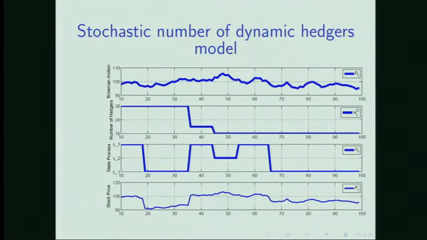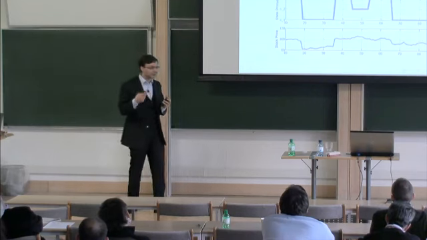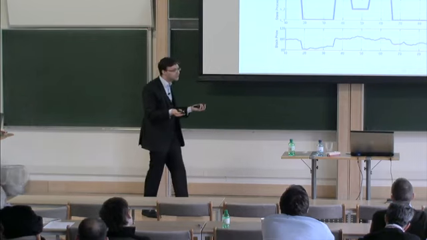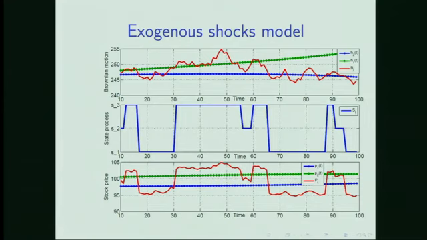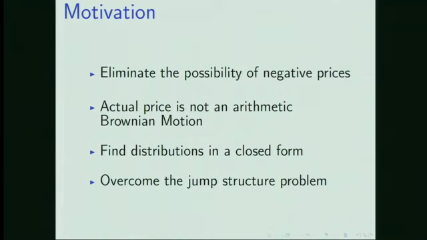So the third one is just we have a stochastic number of dynamic hedgers. If the number of dynamic hedgers changes, say a new player comes to the market and starts replicating the different instruments, then we might have another jump. So we can model how price jumps from one level to another according to all of these mechanisms. The problem with all these models is that price might take negative values, or we don't have solutions in closed form, so we can do this just in alternative format.